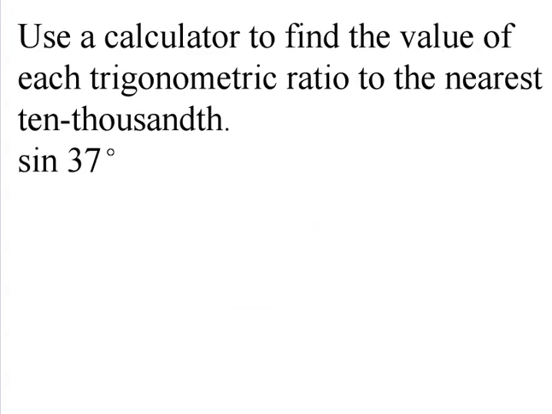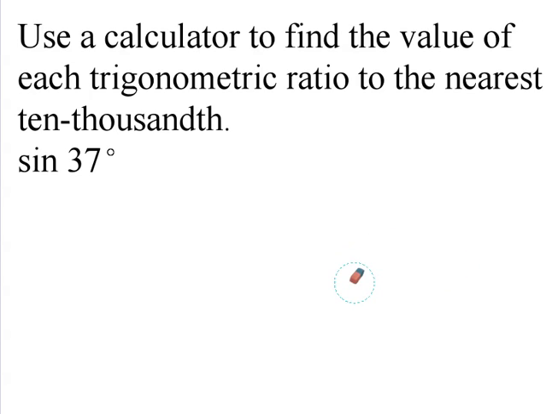Alrighty. Now what we're going to do is use a calculator to find the value of each trigonometric ratio to the nearest 10,000. So let's figure out 10,000. Here's your decimal spot, right? What position is this? So how many decimal places is 10,000? Four decimal places. Okay, so we're looking for four decimal places.